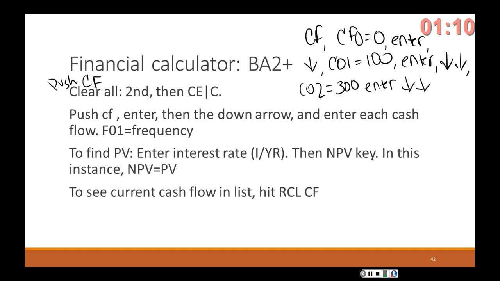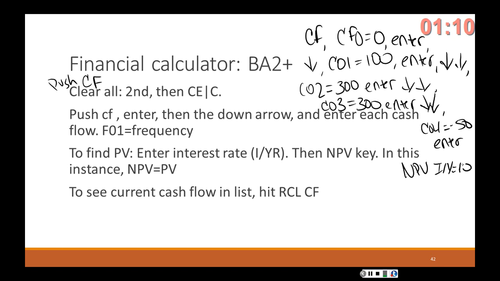Now here's an example where you could use frequency. You could put cash flow 2 as 300 with a frequency of 2, and then cash flow 3 would be the negative 50, or you could skip the frequencies, enter cash flow 3 of 300, enter, down arrow twice, and cash flow 4 is a negative 50, enter. NPV, I/Y equals 10, enter, down arrow, and compute.